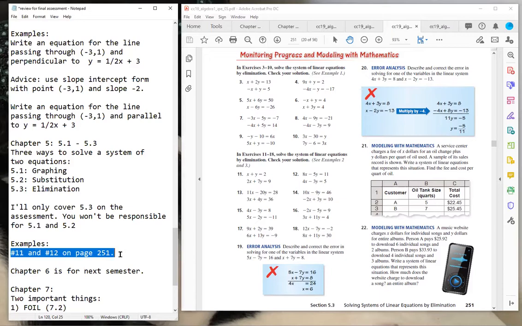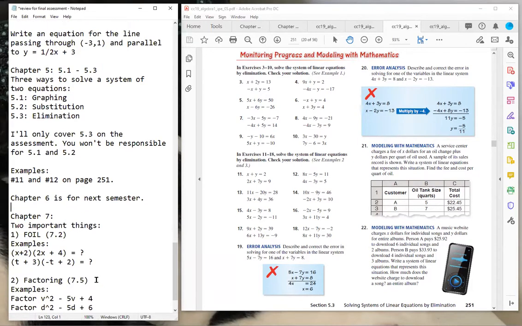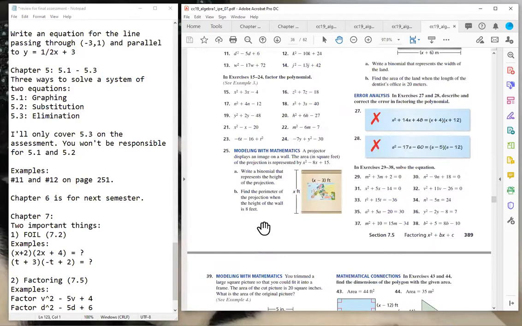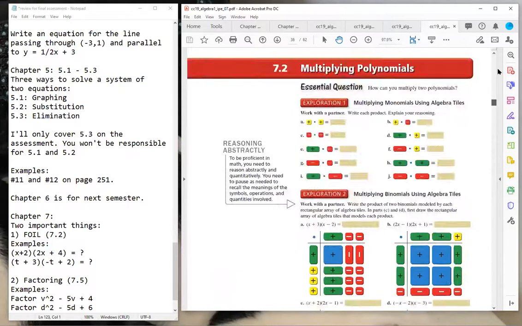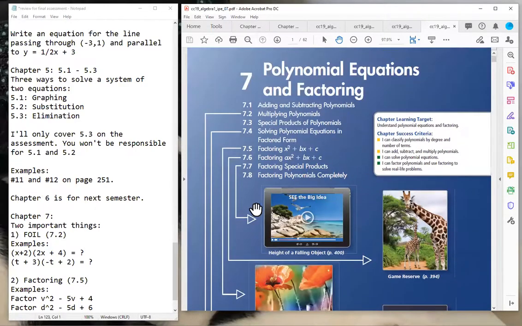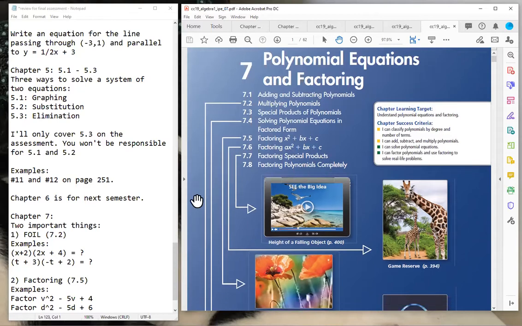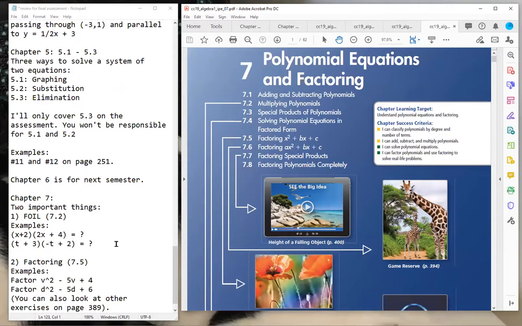So that's really all I'll test from chapter 5. Chapter 6 is for next semester. We didn't cover that this semester. Chapter 7. So now we're getting into stuff that's quite a bit more recent. And the things that I'm really interested in are 7.2 and 7.5. That's really the core of the material. So that's all I'm going to focus on.